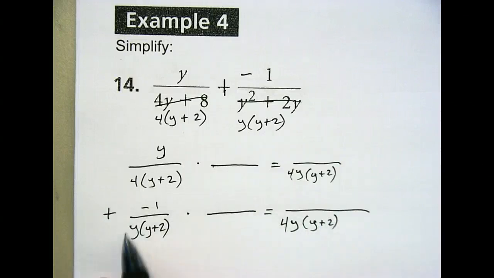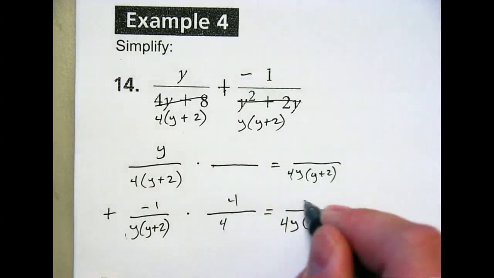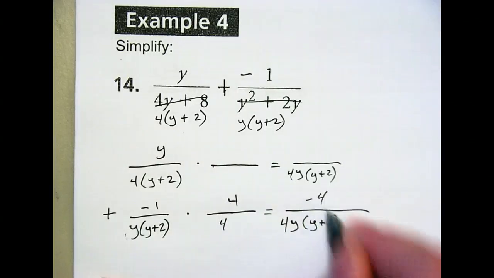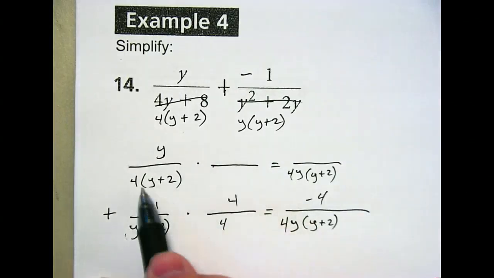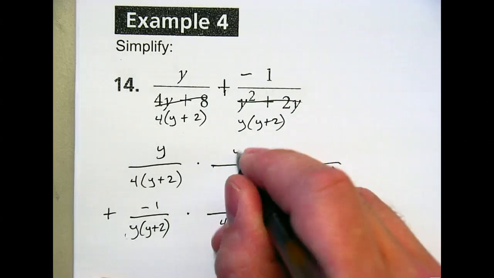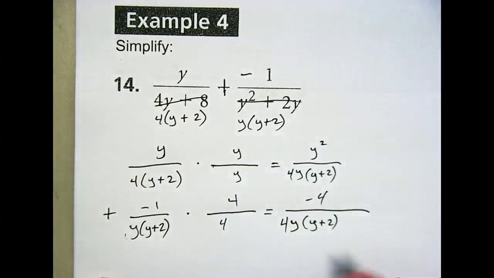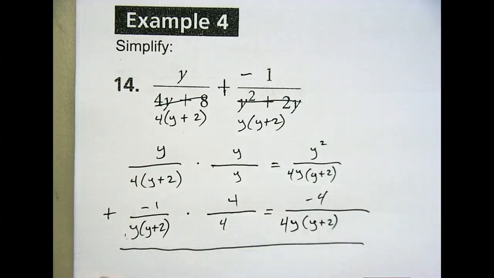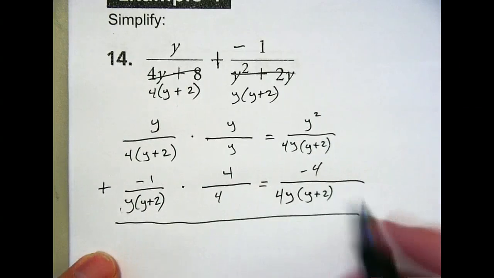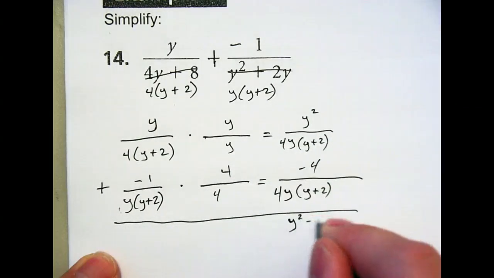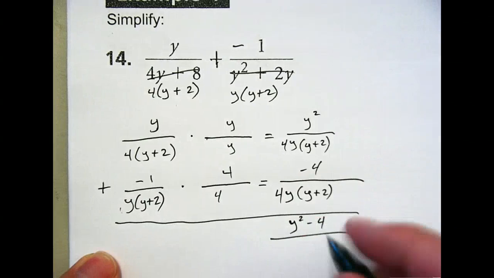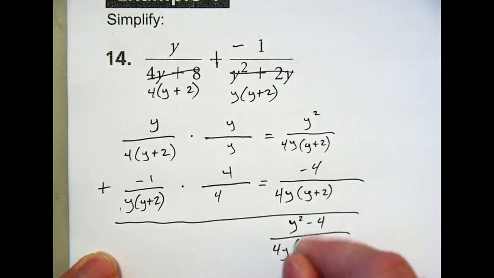What is this one missing that has? 4. So multiplying across gives us negative 4. What's this one missing? Y squared. So we get y squared minus 4 over 4y times y plus 2.